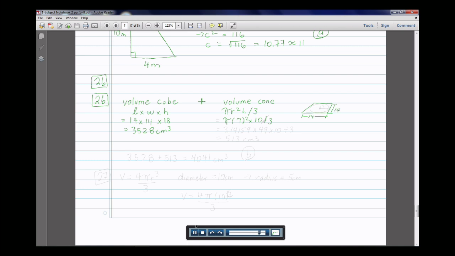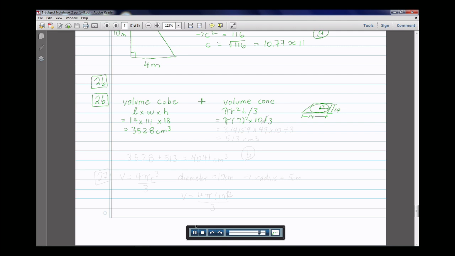So if you take a look, then the circle sits on it like this, and you want to know what the radius is. So if this is 14, then the radius must have been 7. So that's where the 7 came from. So you multiply this out.